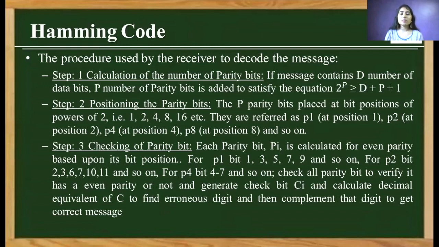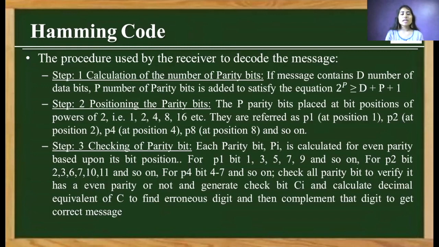Each parity bit Pi is calculated for even parity based upon its bit position. For P1, bits 1, 3, 5, 7, 9 and so on. For P2, bits 2, 3, 6, 7, 10, 11 and so on. For P4, bits 4 to 7 and so on.